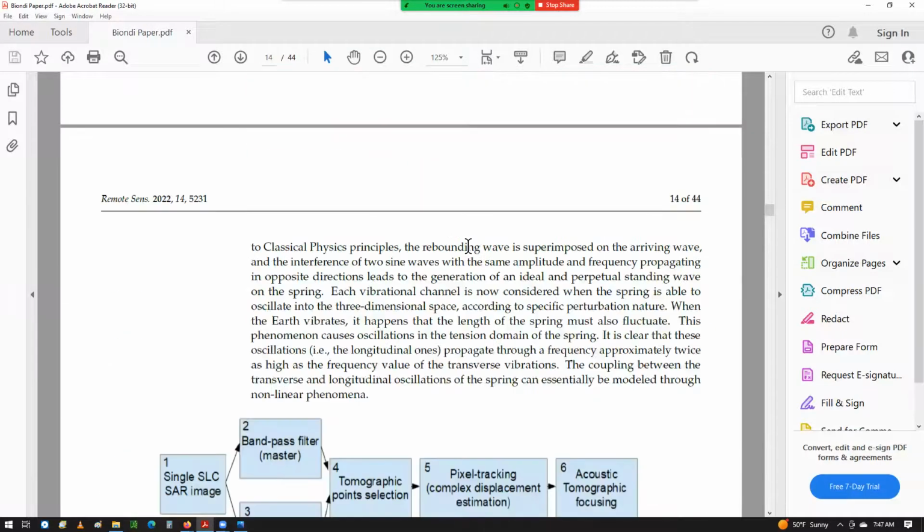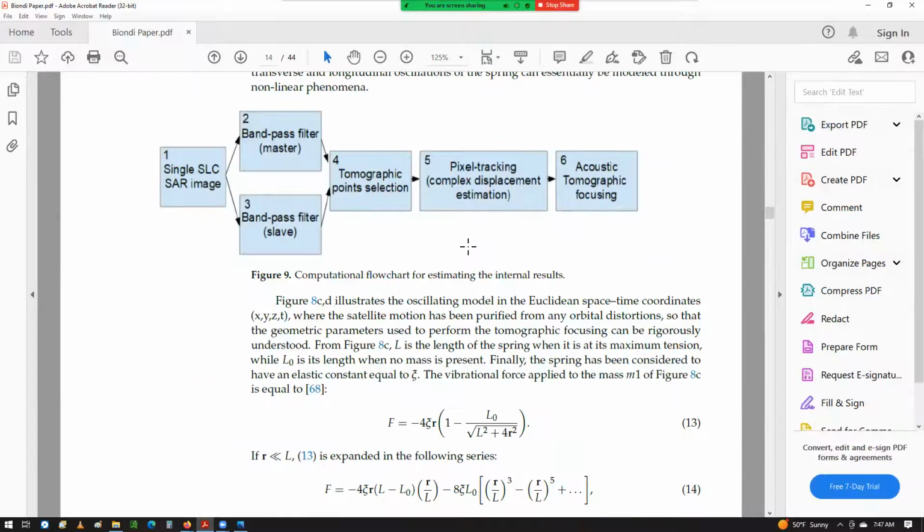All right, let's go to the data. So this is again how they process the data. Like I said, this is probably the most important aspect, acoustic tomographic focusing. So you're focusing on this up and down movement, right? So you're checking the surface of it.